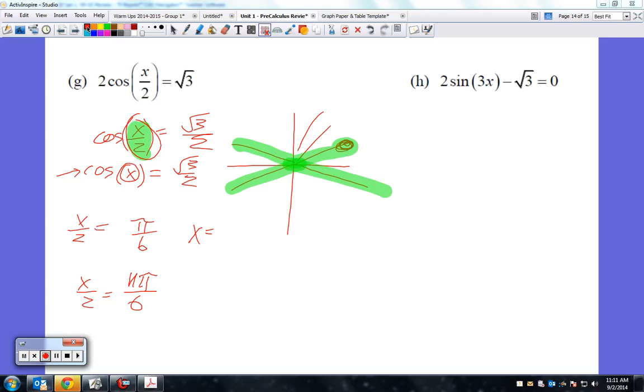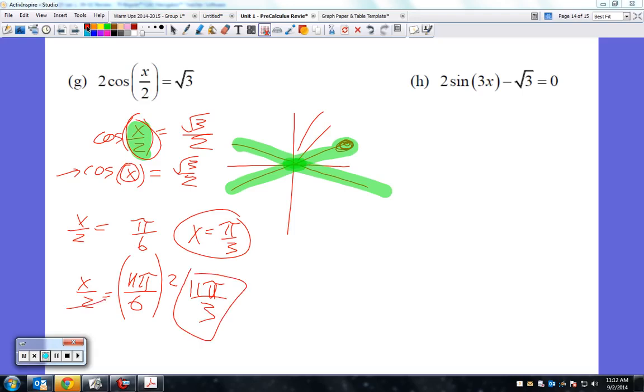X equals anything, or anyone. What is that? Pi over 3. X equals anything. And then this other one is 11 pi over, multiply by 2. When I multiply by 2, this cancel reduces to 3. And this just goes to 1. So my answer is 11 pi over 3 and pi over 3.